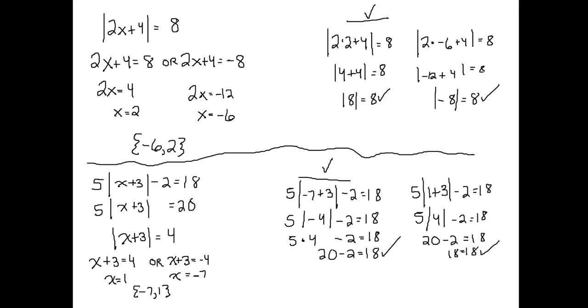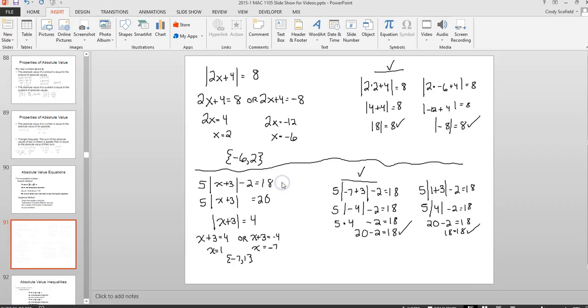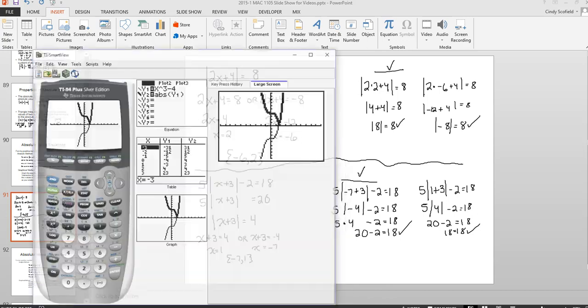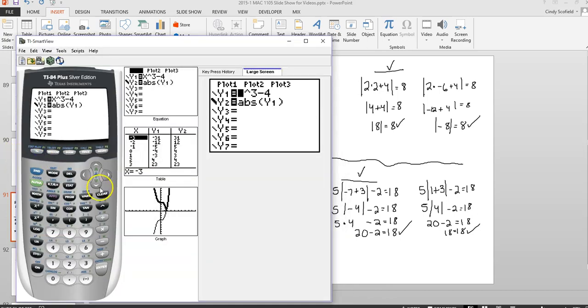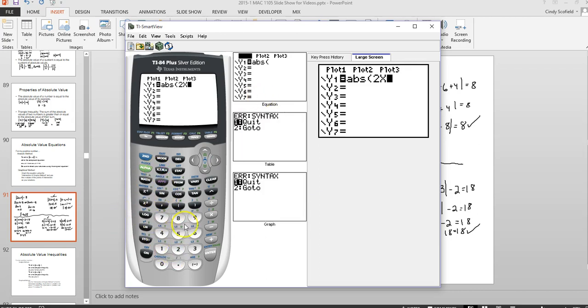Yay! Okay, so they check out. Well, let's go stick that in a calculator real quick here. Let's put the first one in the calculator just to see how to deal with it. All right, so we're going to put in the absolute value of 2x plus 4. So go to math, go to number, and number 1 is absolute value. 2x plus 4, close parentheses.